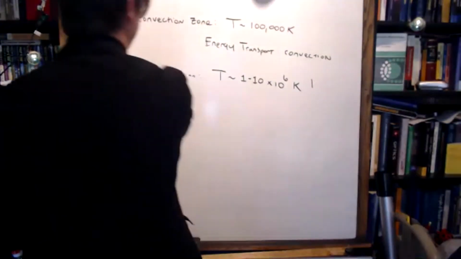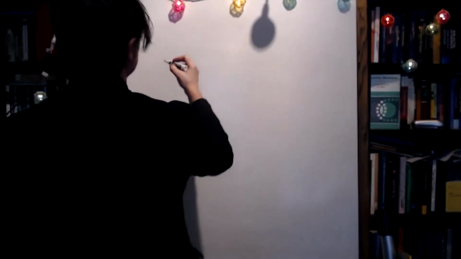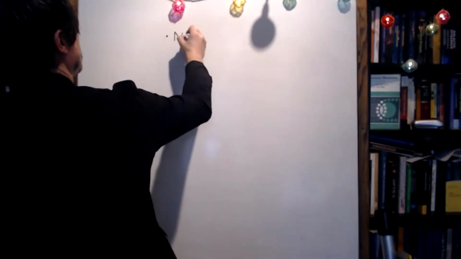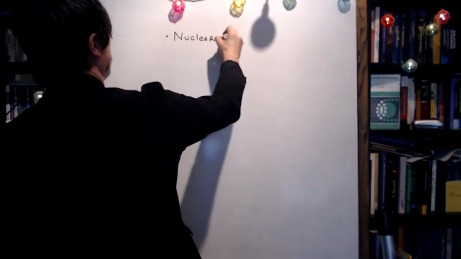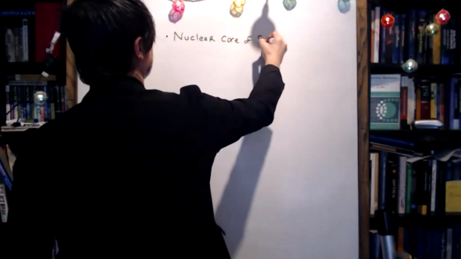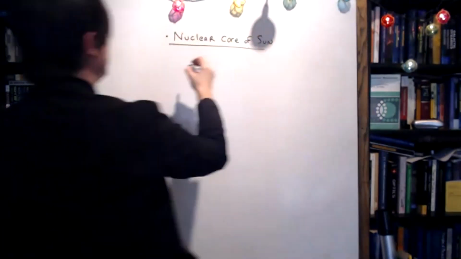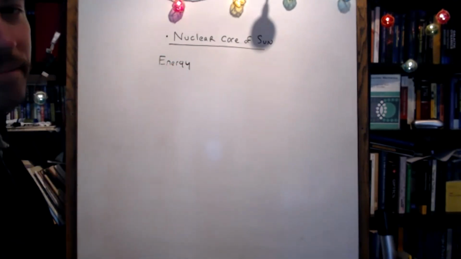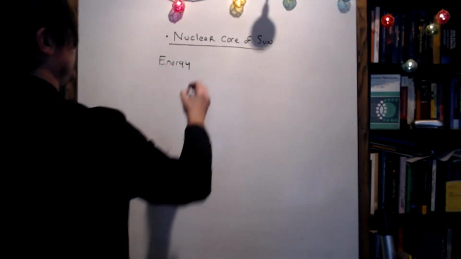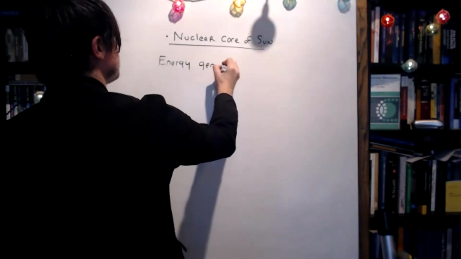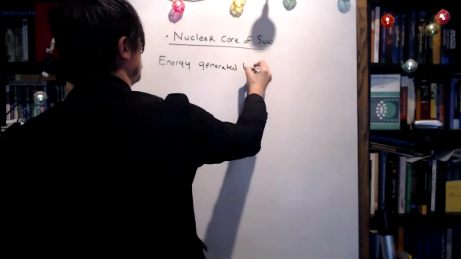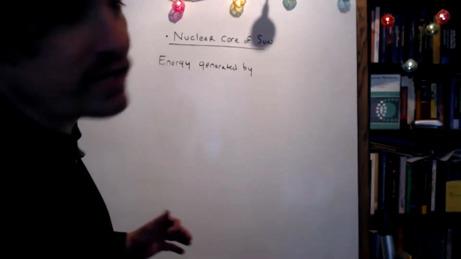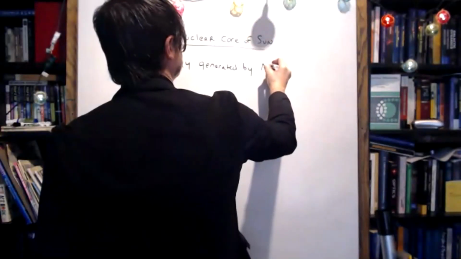Now we get to our most favorite part, and I may ask you one or two little test questions on this part, so please take some notes here. At last, we get to the nuclear core of the sun. Here, energy is not being transported, but energy is being generated by a type of nuclear reaction called nuclear fusion.